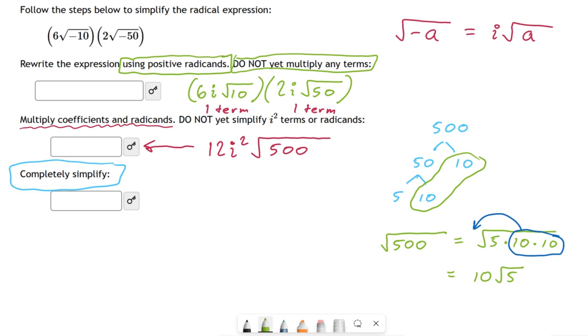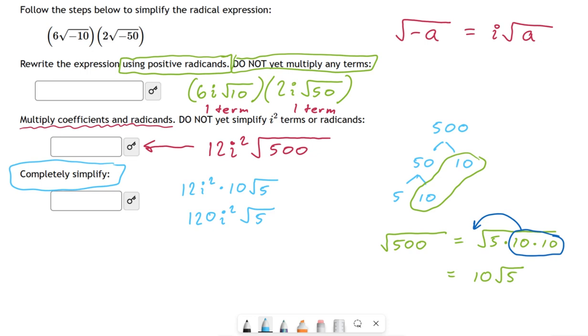Now, if you have a number outside your radical, like we do right here, this 12i squared, it's not enough to just pull out that 10. You have to pull out the 10 and multiply it against the number that's already there. So this is going to be 12i squared times that 10 that just got pulled out with the 5 left behind. Okay, not done yet. I can still simplify this more. 12 times 10, that's 120. So I have 120i squared, radical 5.